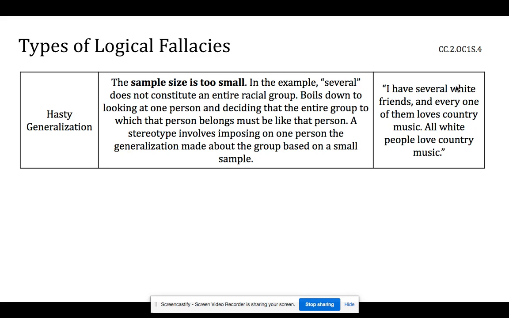Or this example is pretty funny. I have several white friends, and every one of them loves country music. All white people love country music. I think it's very funny. I think we know that's not true. A stereotype involves imposing on one person a generalization made about the group based on a small sample. So that's not great and not good for persuasion.